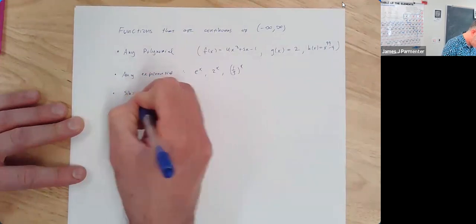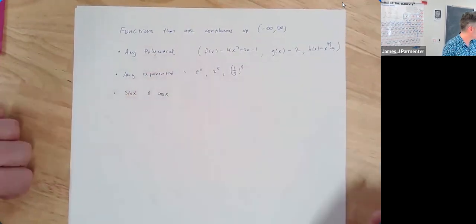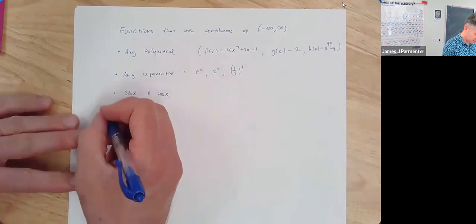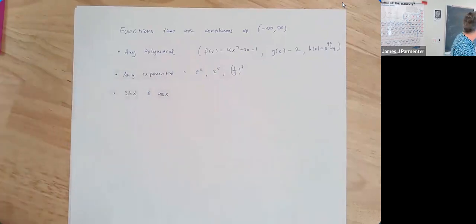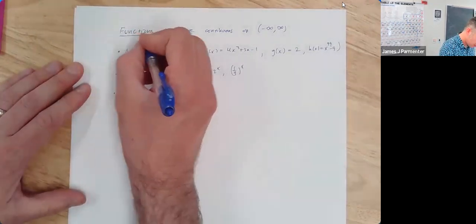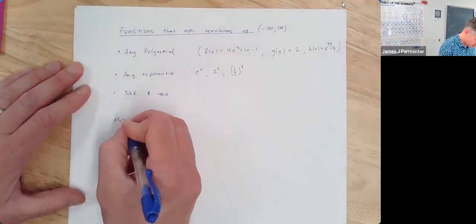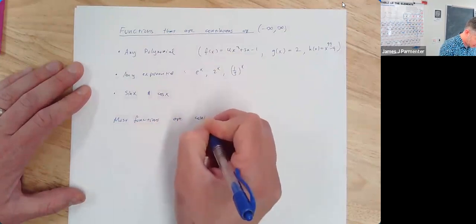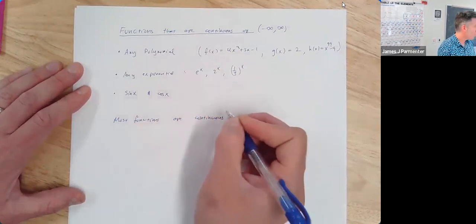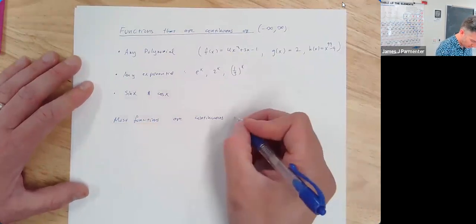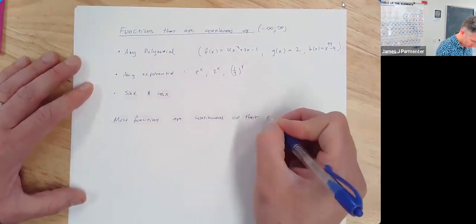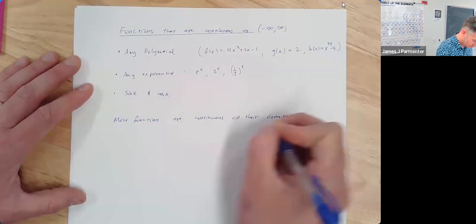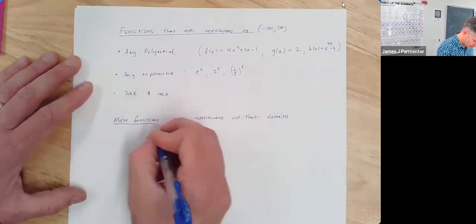Sine of x and cosine of x. There was one other one I had. Nope, I think that's it. So these are the functions off the top of my head that are continuous everywhere. Now, what we say is that most functions are continuous wherever they are defined, or on their domains. Some examples of this.